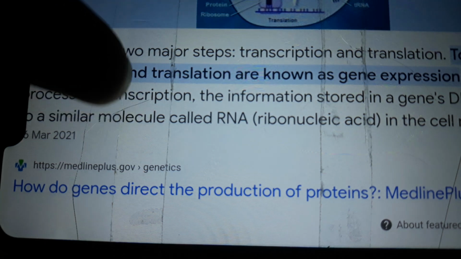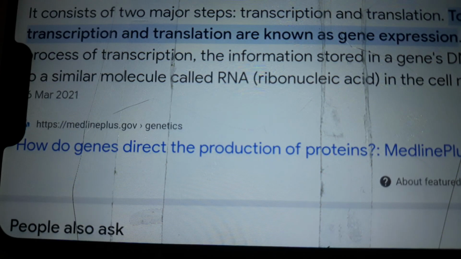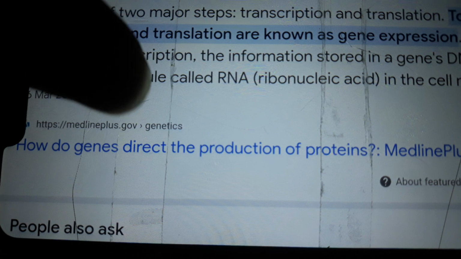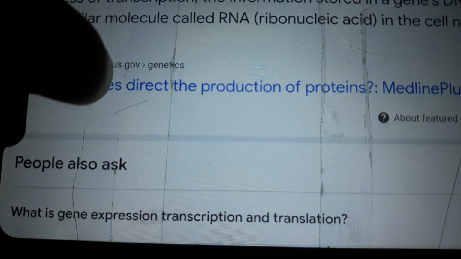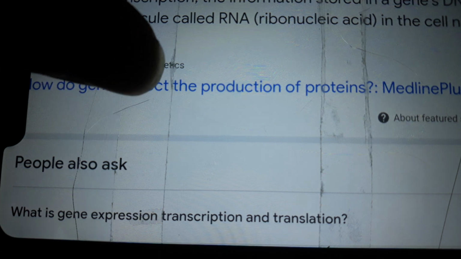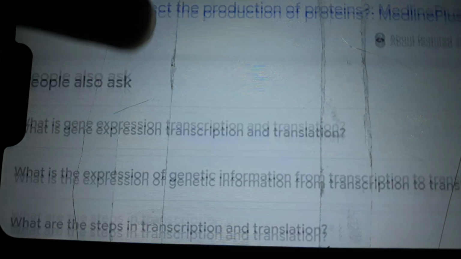This consists basically of two major steps: transcription and translation. Together, transcription and translation are known as gene expression. During the process of transcription, the information stored in a gene's DNA is passed to a similar molecule called RNA, ribonucleic acid, in the cell nucleus.